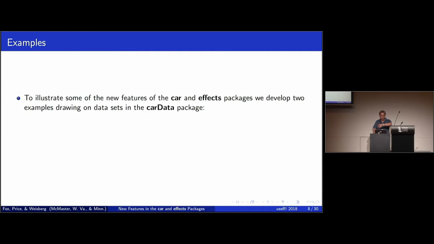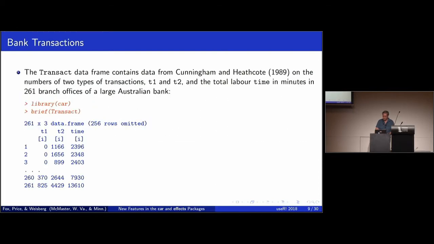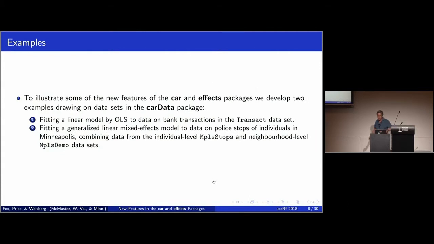Okay, so I have a few illustrations, and let's start with the car package. I'll show you two examples. One of them involves fitting a least squares regression to data on bank transactions, incidentally, as you'll see, at an Australian bank. So this is some inadvertent local content. And then I'll look at fitting a generalized linear mixed model to data on police stops in Minneapolis.